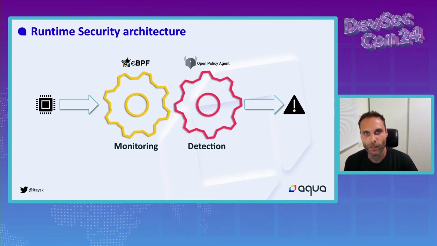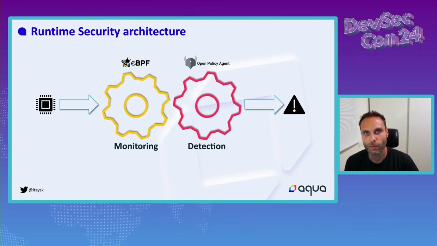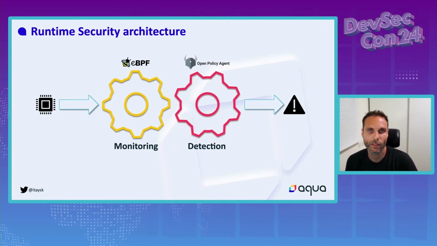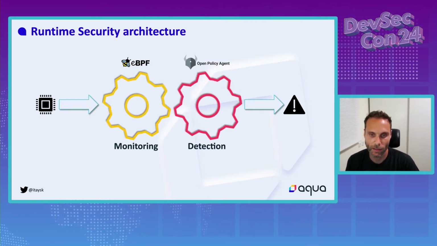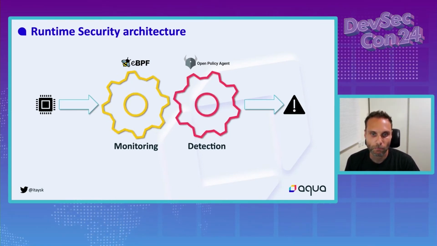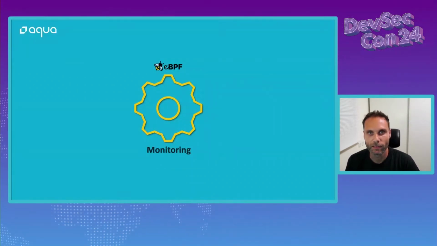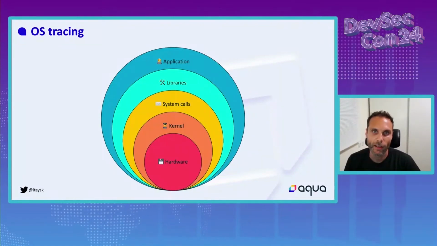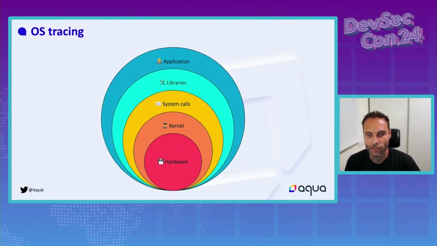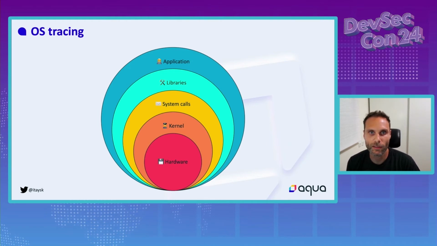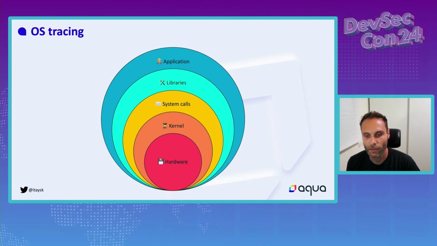All right, so what we're going to do next is to zoom into each one of those components and see them at play. Let's start with the first one, the monitoring component. To discuss that, we first need to understand this mental model of how the operating system works and what operating system tracing basically means.